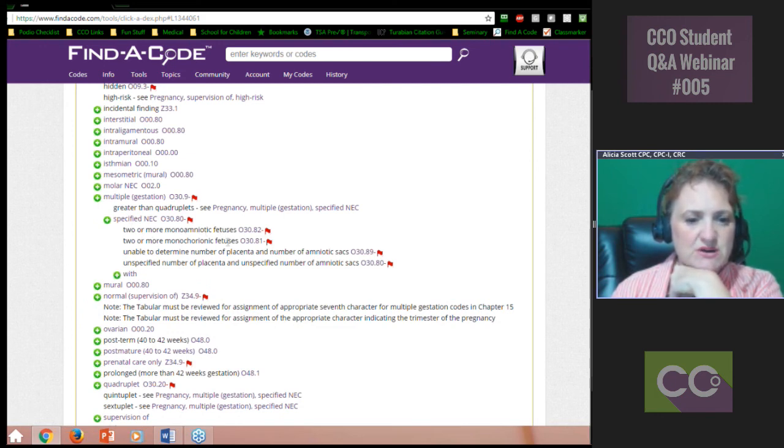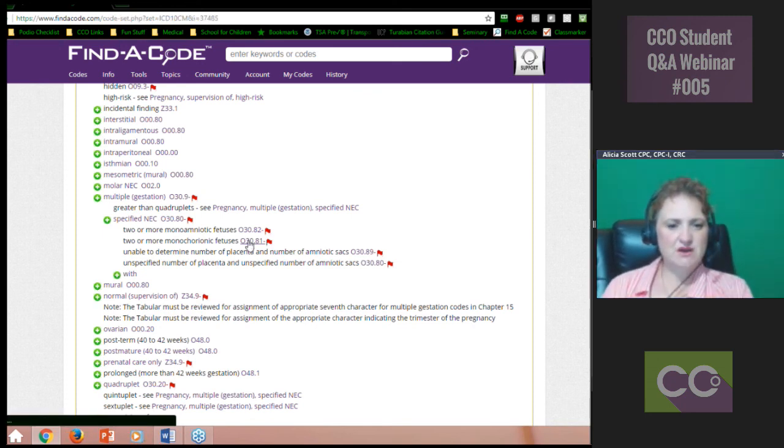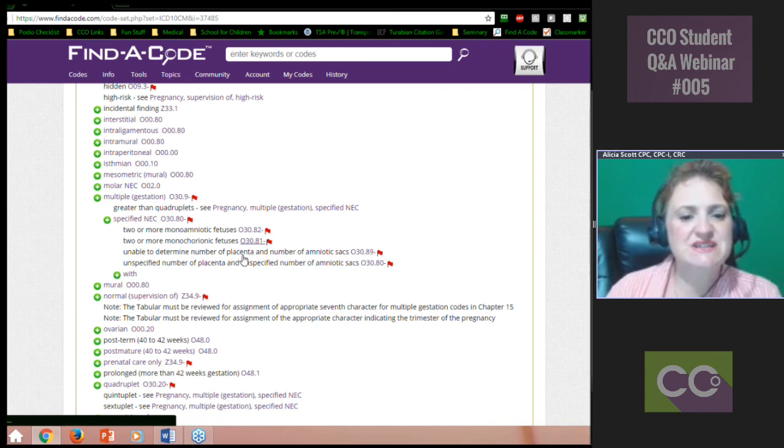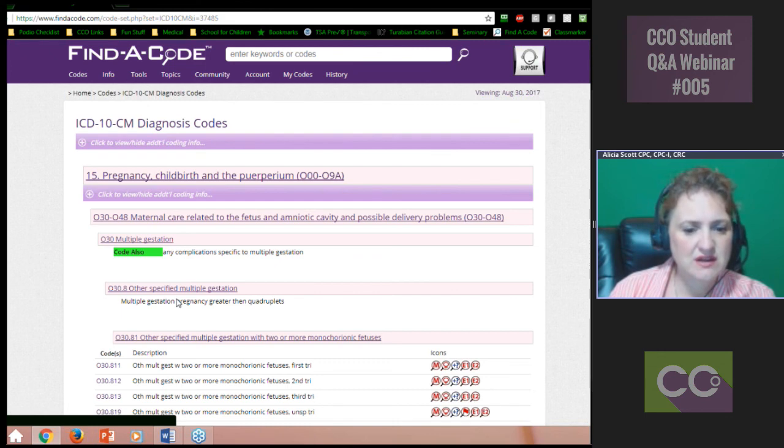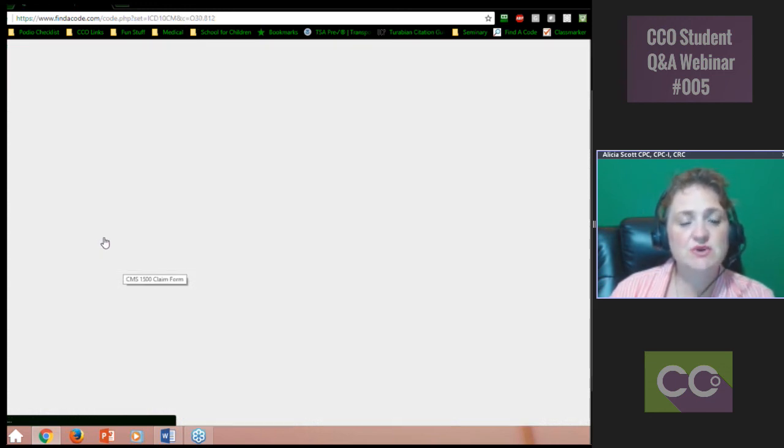Monoamniotic fetus is monochorionic. This is what it was. It was 30.81. Yay, we found it. And here we go, first, second, or third trimester. This is the second trimester. Let's see if this will let me grab it real quick. I think there might be one more character. No. So it's O30.812. 2 stands for the second trimester.